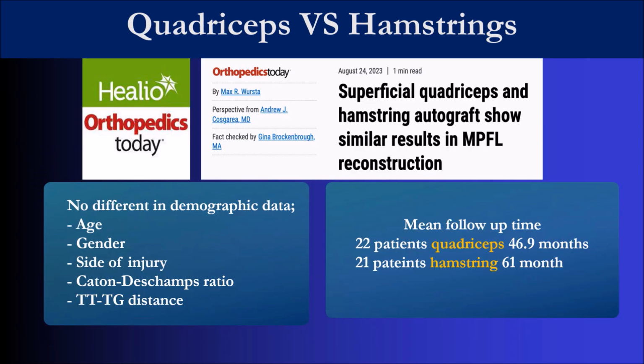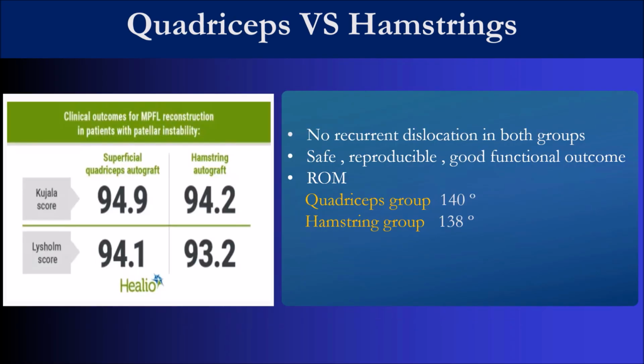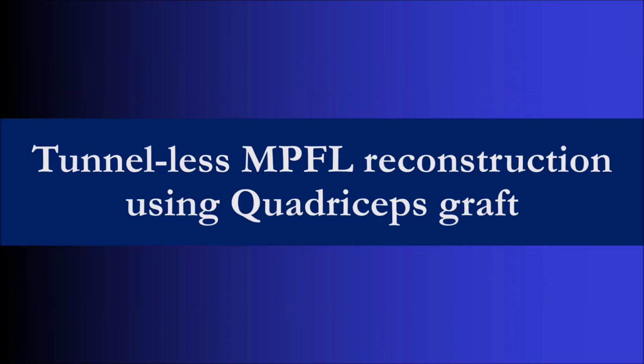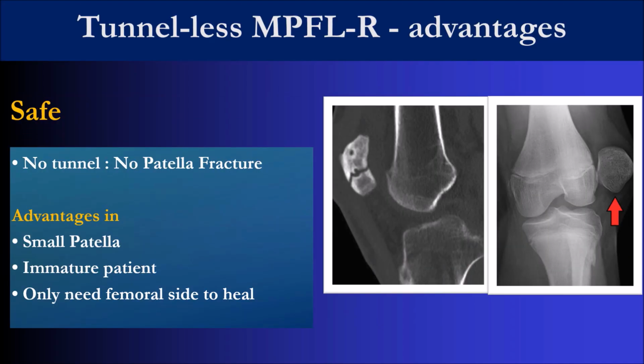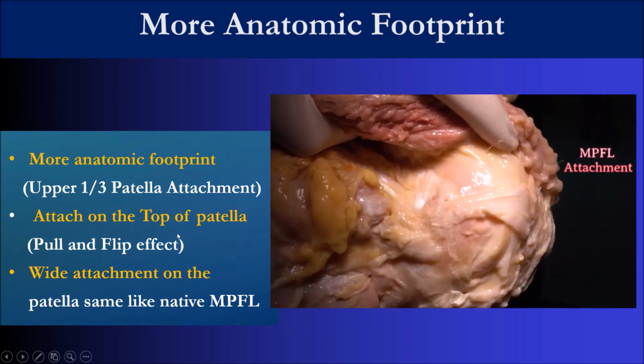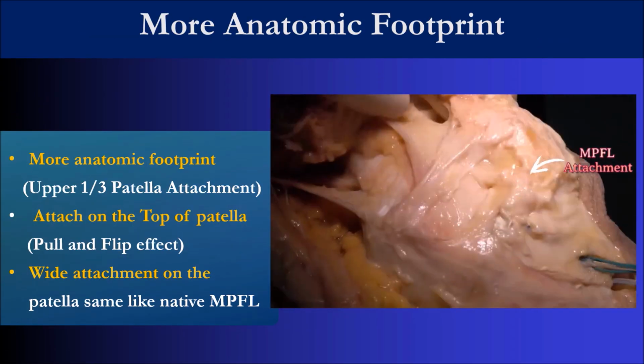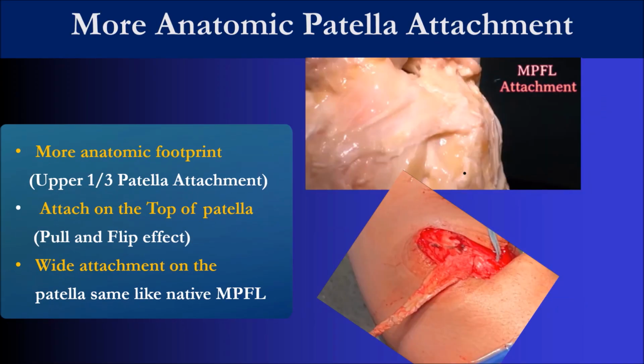So the good thing is that you have no tunnel, just one screw for the femoral side. So this is another article. We found that the patients have the same outcome whether you use a quadriceps or a hamstring. We call this tunnelless MPFL reconstruction. The good thing is that you can use it in a small patella in the immature patient, okay? Like this one, you see that? This is our way. We use the quadriceps to make an MPFL.